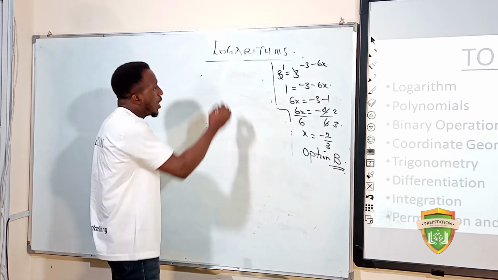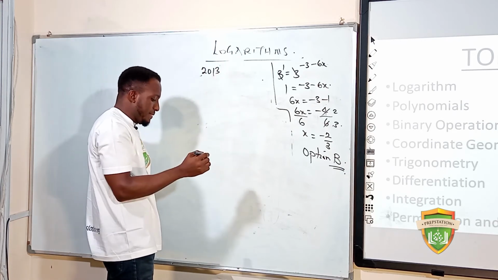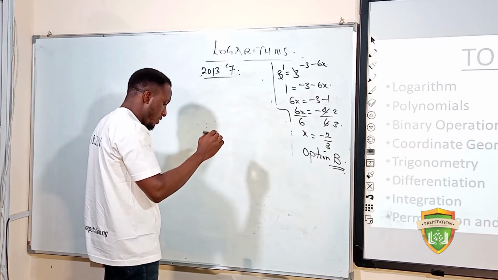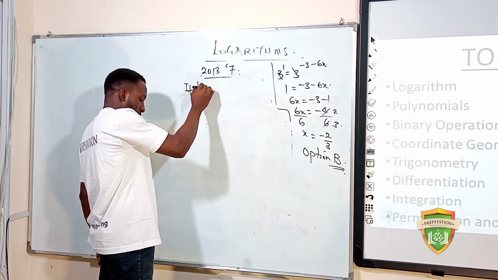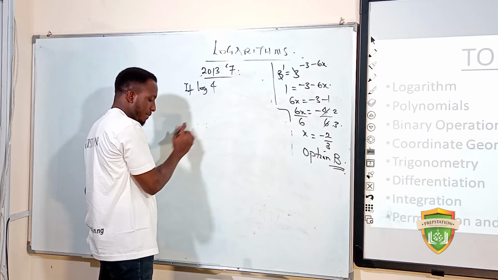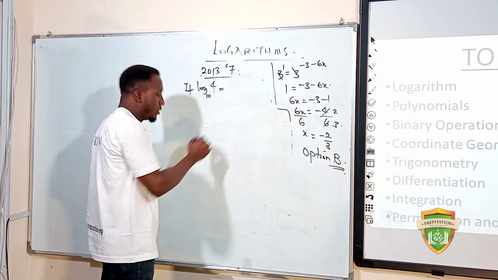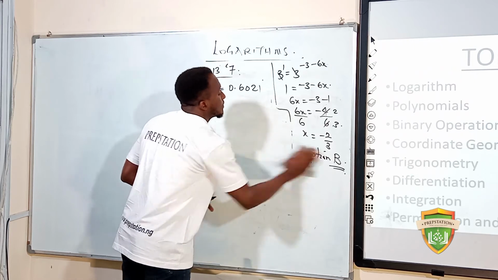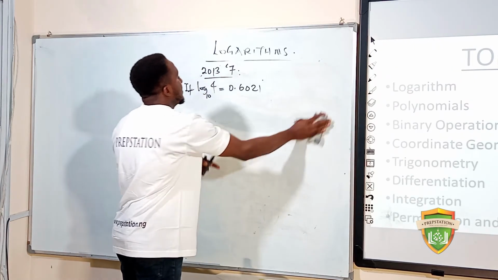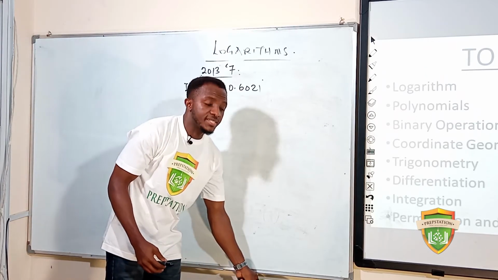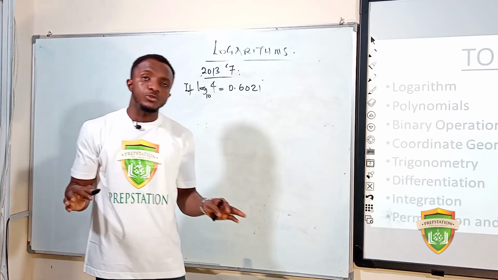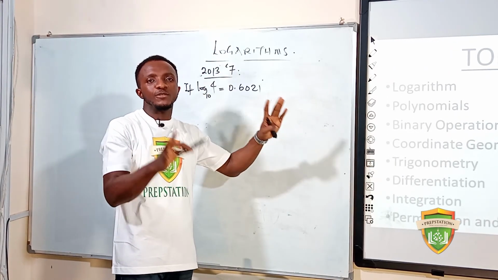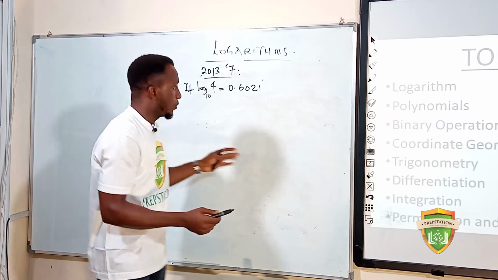Now the next one is taken from 2013, question 7. And it says, if log 4 to base 10 equals 0.6021. I'm sure you're done with this part. Log 4 to base 10 equals 0.6021. Now remember, you're not allowed to use a calculator in JAMB. The only calculator you're allowed to use is the system calculator, so it doesn't have all those functions that your normal calculators have. So let's go.